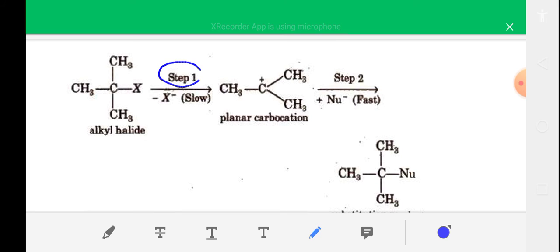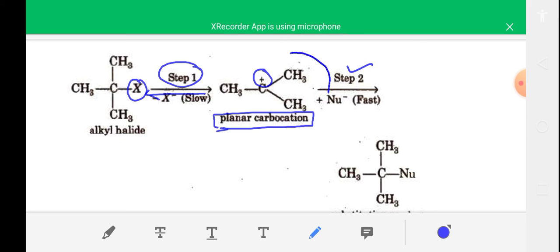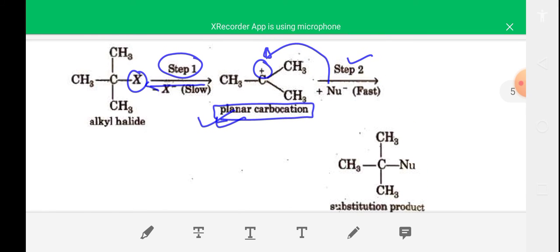in first step, which is reversible and slow, the halogen atom is removed from the substrate, and you will get a planar carbocation. So in the first step, planar carbocation is formed after removing the halogen atom from the haloalkane. And in second step, the nucleophile attacks the planar carbocation. So SN1 mechanism is a substitution reaction of haloalkanes, which is a two-step reaction. In first step, planar carbocation is formed, and in second step, the nucleophile attacks the carbocation.